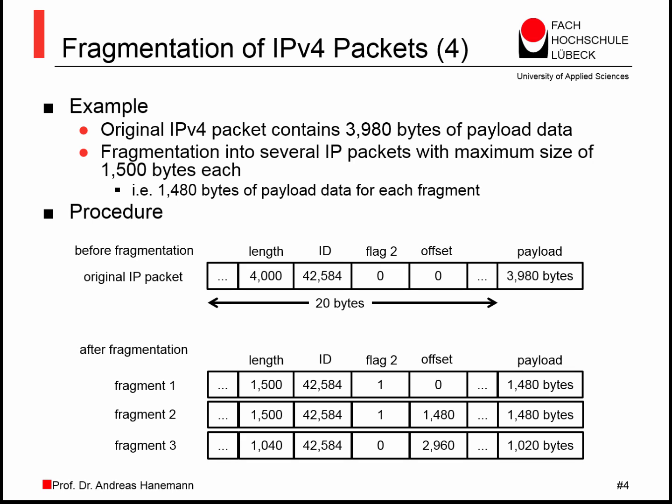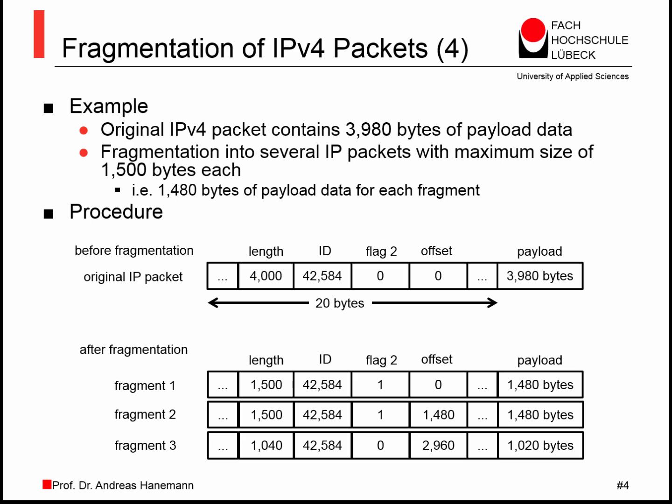On this slide we see a fragmentation example. The original IP packet has a size of 4000 bytes, that is, a header size of 20 bytes and 3980 bytes payload. Now fragmentation is necessary because an MTU size of 1500 bytes holds for the next link. As a result, there are 3 fragments.